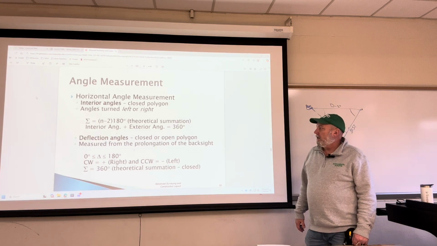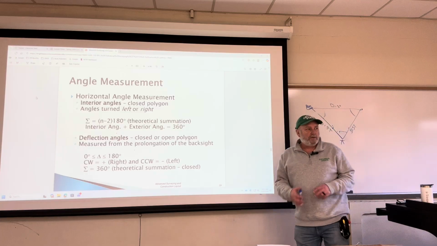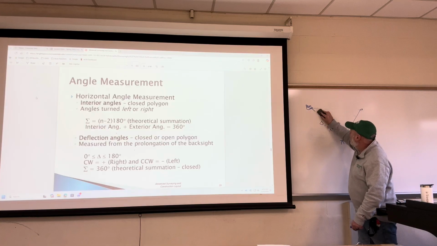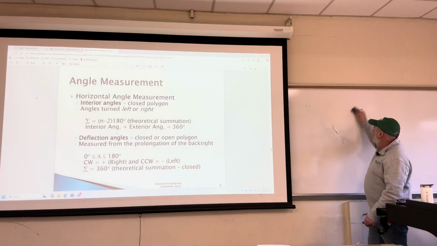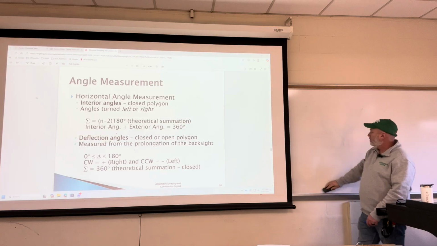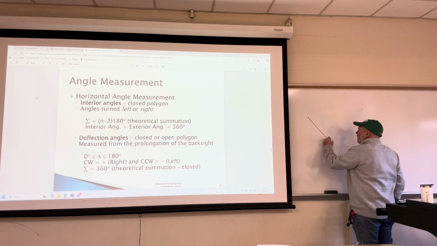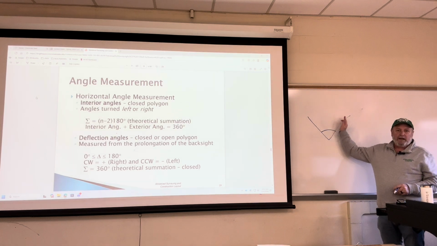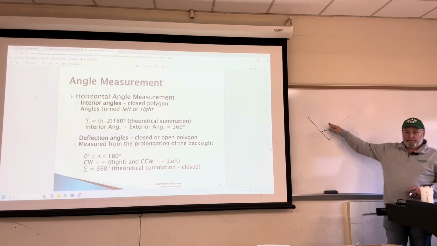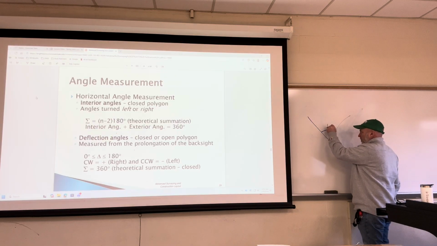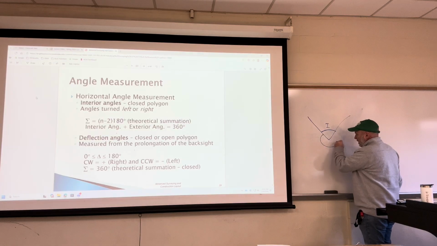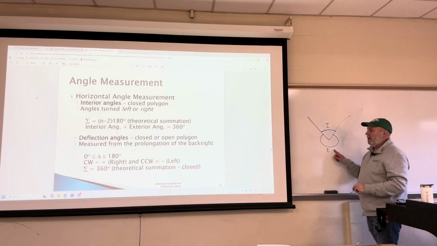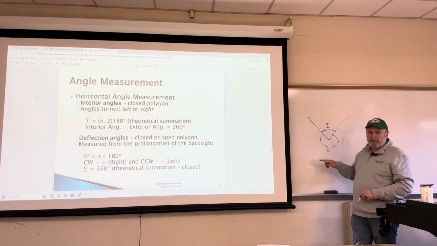An interior angle and an exterior angle equals 360 degrees. So let's start all over here. You have two lines. The angular value between those two lines is going to be your interior. We'll just call that I. If you were to measure around the outside, we're going to call that angle the exterior. The sum of your interior and exterior will equal 360 degrees.